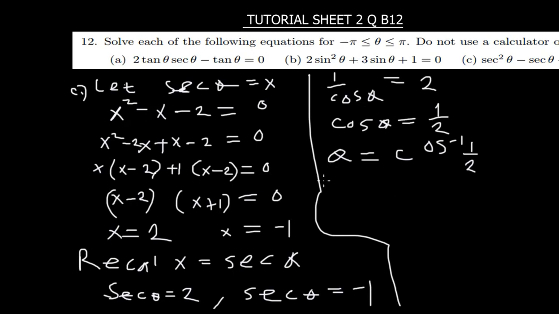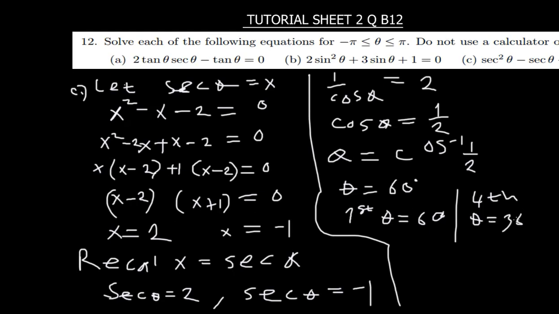So cos inverse of half is going to be 60. And since our theta is positive, meaning this 60 lies in the first quadrant, and since we're dealing with cos, it also lies in the fourth quadrant. So in the first quadrant, theta is equal to 60. But in the fourth quadrant, theta is equal to 360 minus 60, which gives you 300.